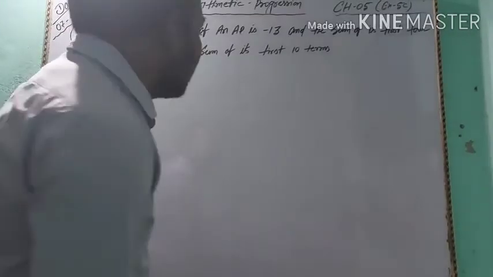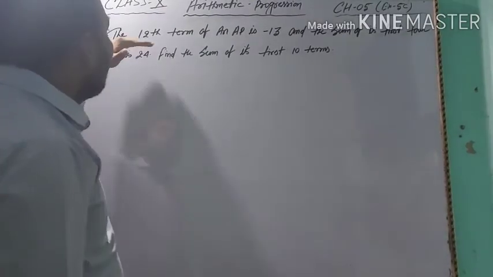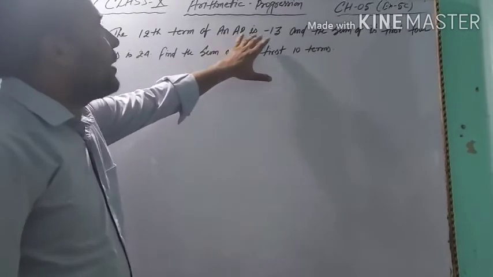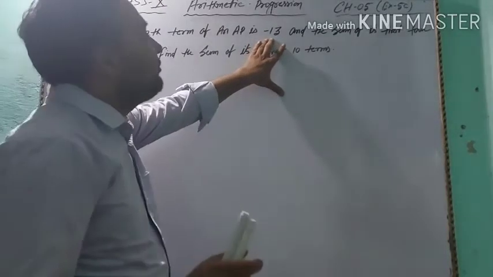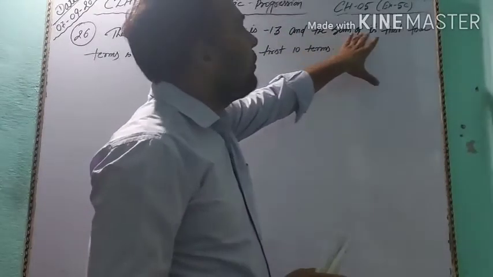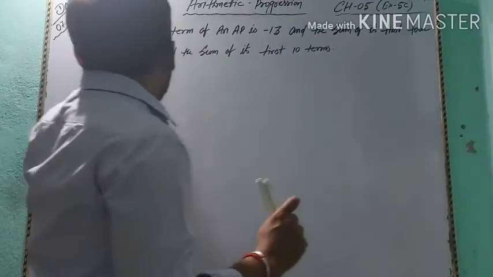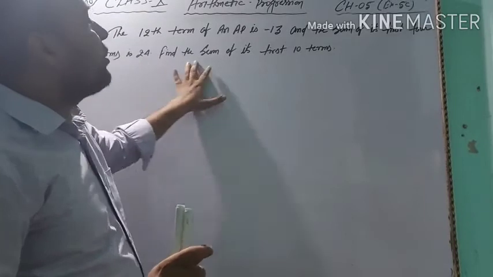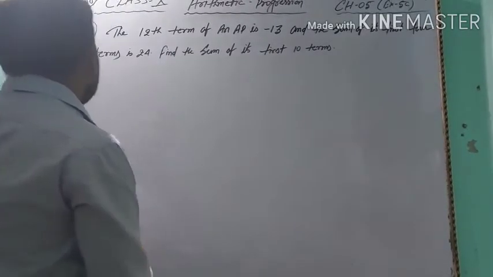So our next question is question number 26. What is question number 26? The 12th term of an AP is minus 30 and the sum of its first 4 terms is 24. Find the sum of its first 10 terms.